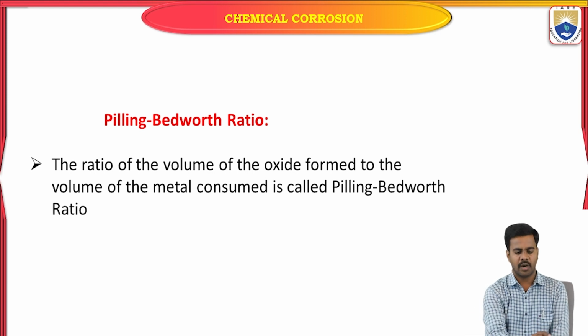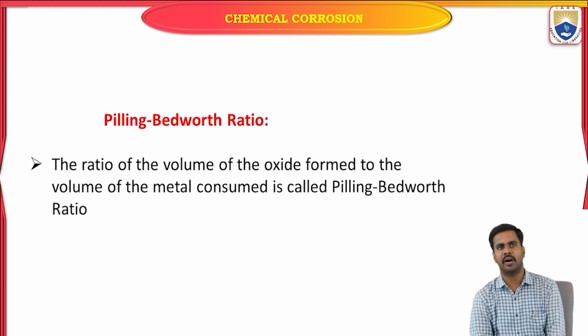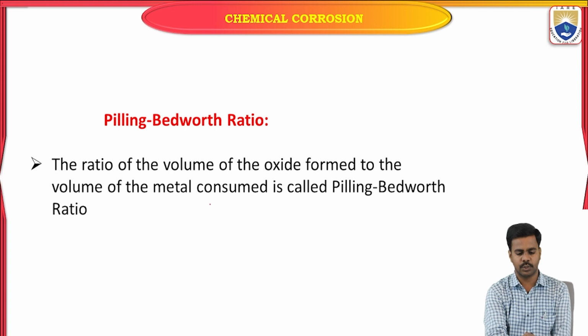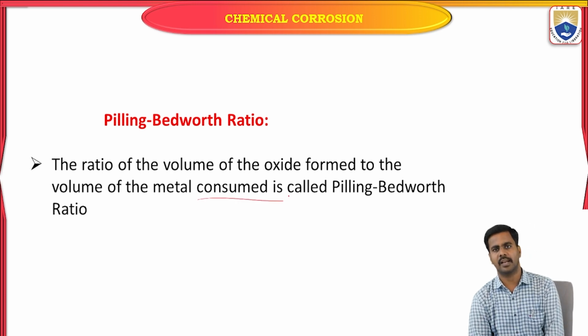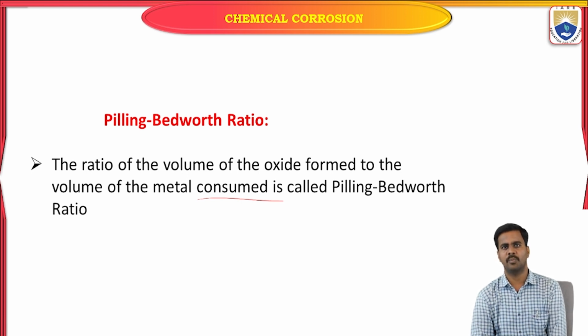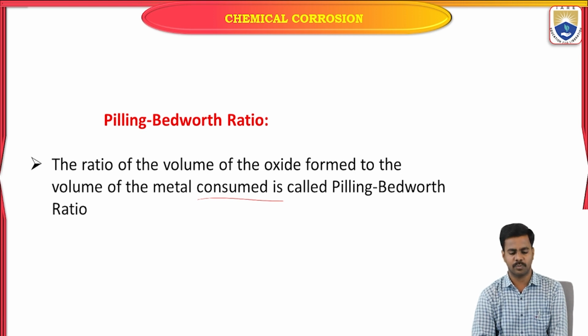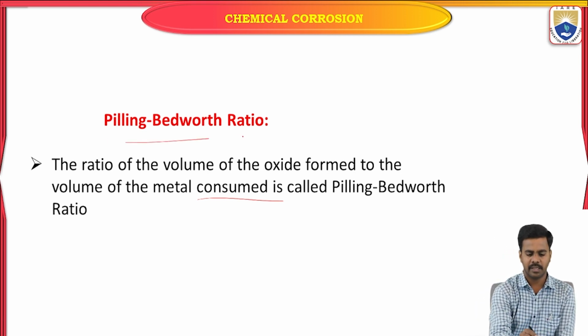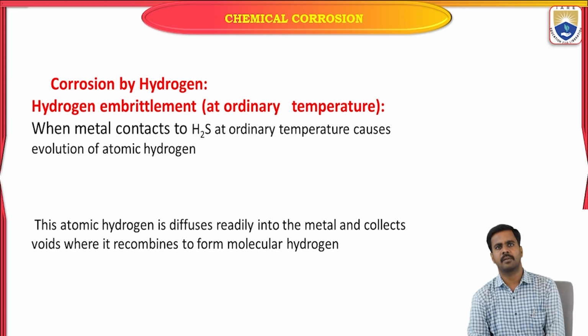So the ratio of volume of oxide formed to the volume of metal consumed is called PV ratio, Pilling Bedworth ratio. The ratio between the volume of oxide formed to the volume of metal consumed, that is known as PV ratio.